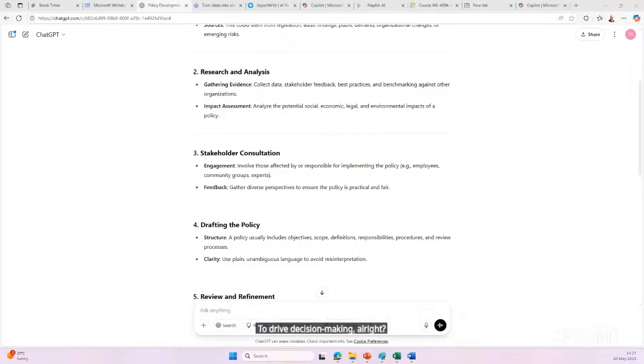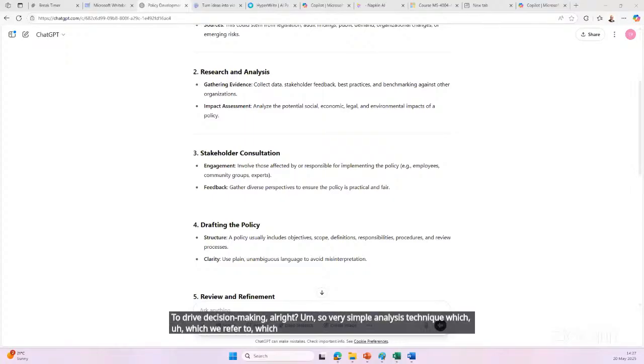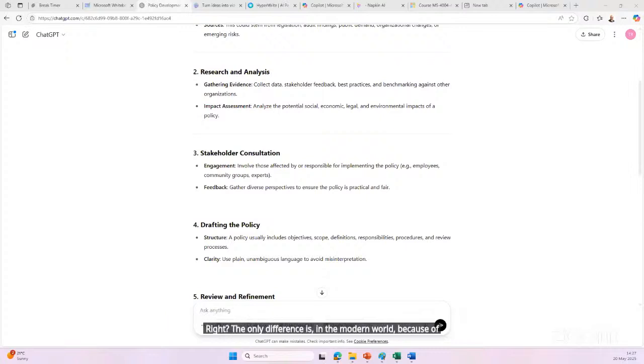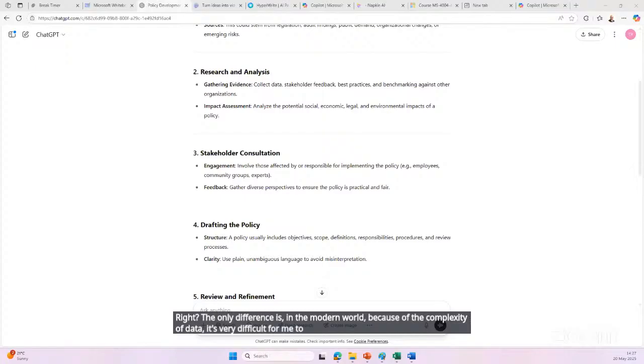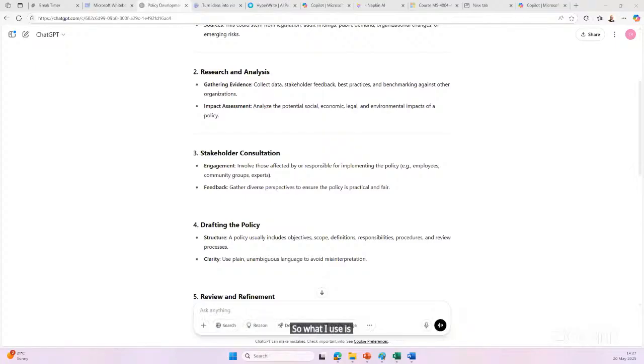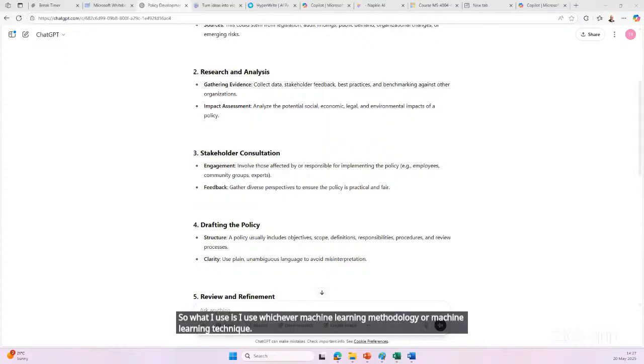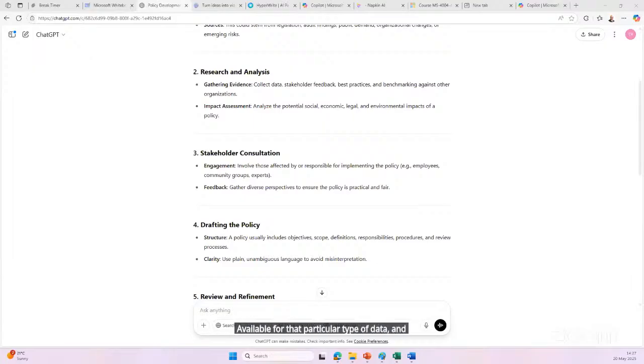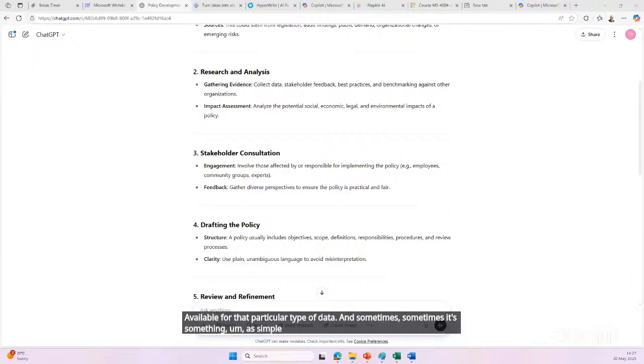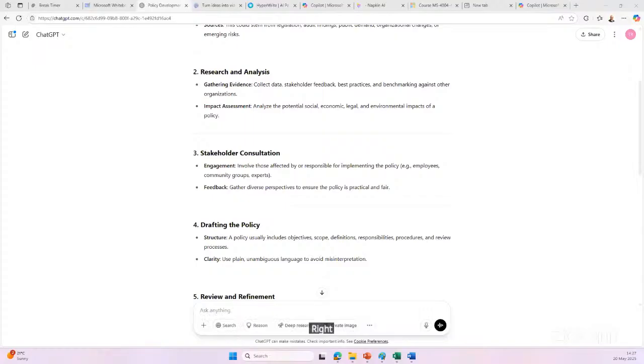All right. So it's a very simple analysis technique, which SALGA refers to as DIKW. The only difference is in the modern world, because of the complexity of data, it's very difficult for me to interpret the data. So what I use is whichever machine learning methodology or technique is available for that particular type of data. Sometimes it's something as simple as using a Copilot, and sometimes it's something a little more complex where we've built our own machine learning model. Right. So there's a quick answer to that one.